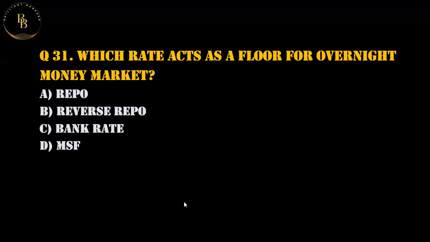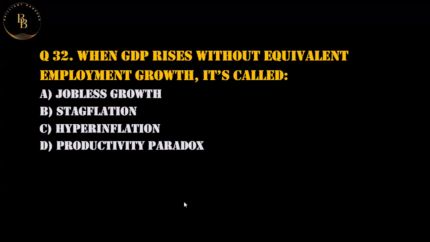And the right answer will be the reverse repo. Banks lend to RBI under the reverse repo, earning minimum assured return.